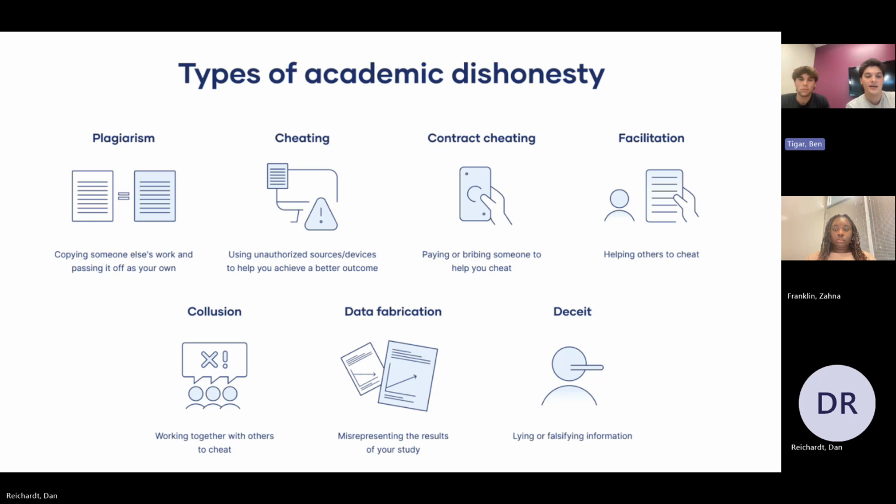This can be seen in classes such as labs, where students falsify the results of their lab in order to match what the formula is supposed to be. And then lastly, we have deceit, lying or falsifying information. So that's pretty similar to data fabrication in the sense of falsifying information, but it is a little bit different because straight up lying is involved in that as well.